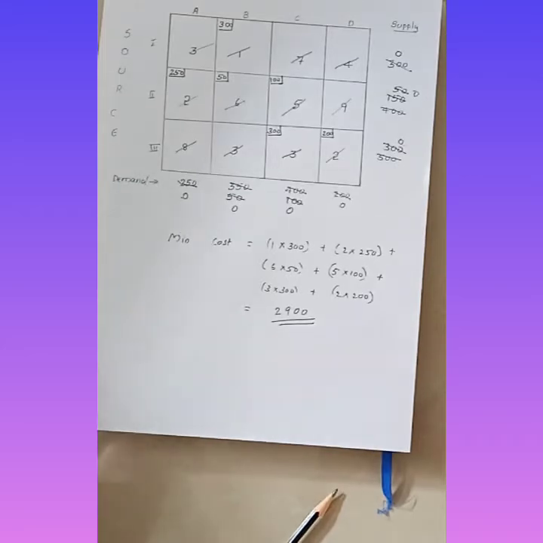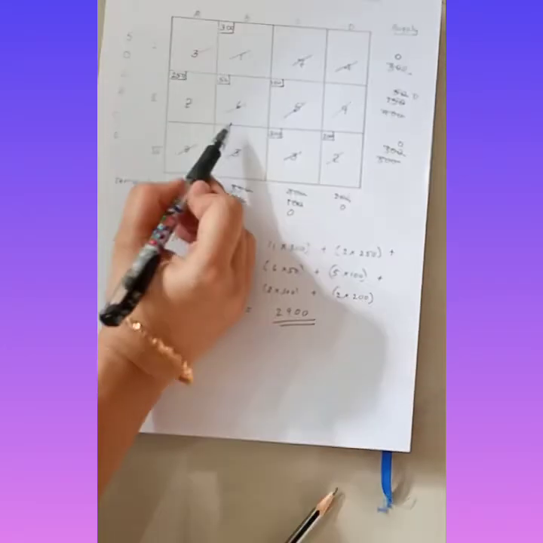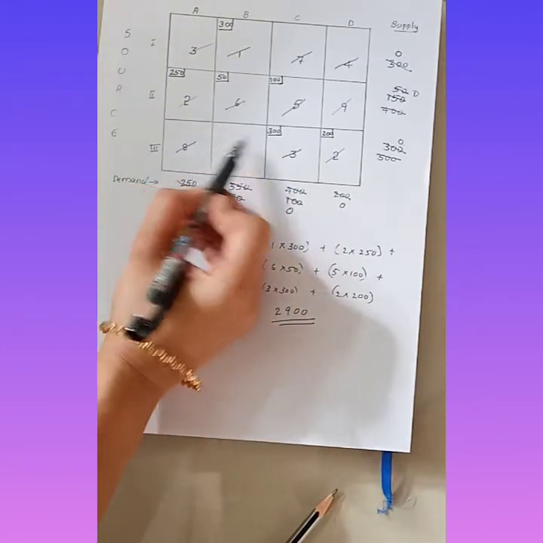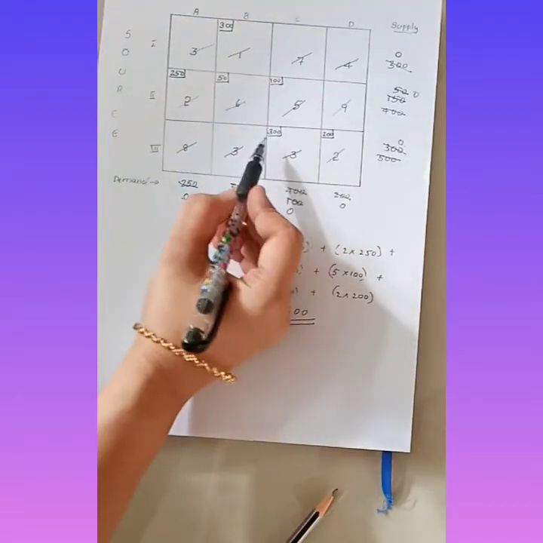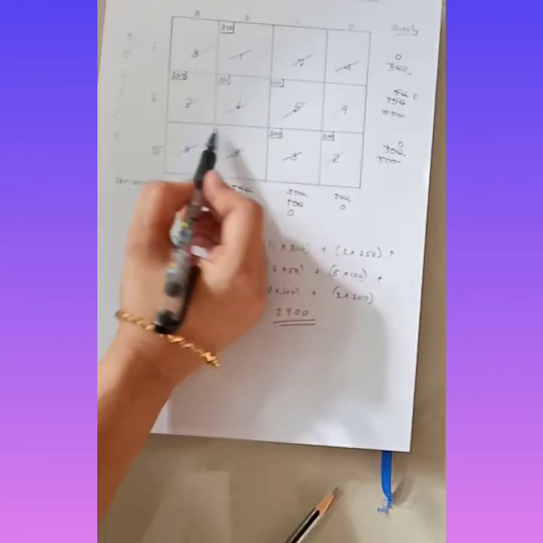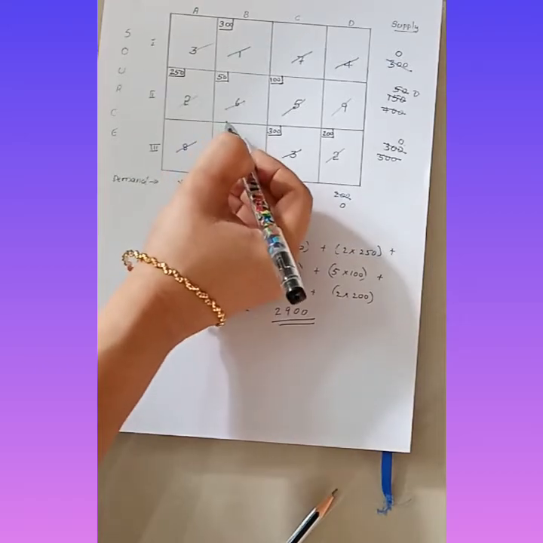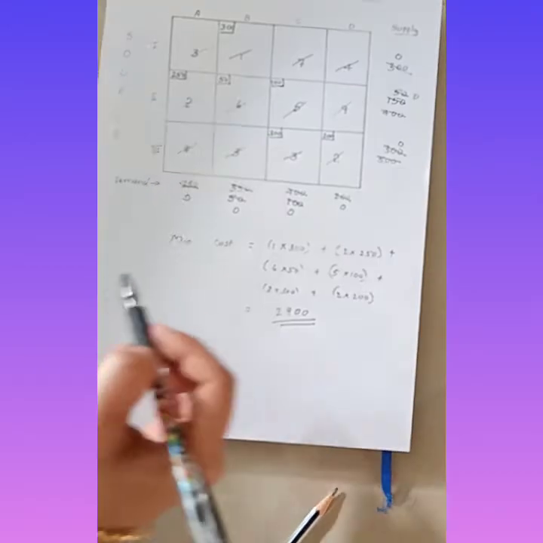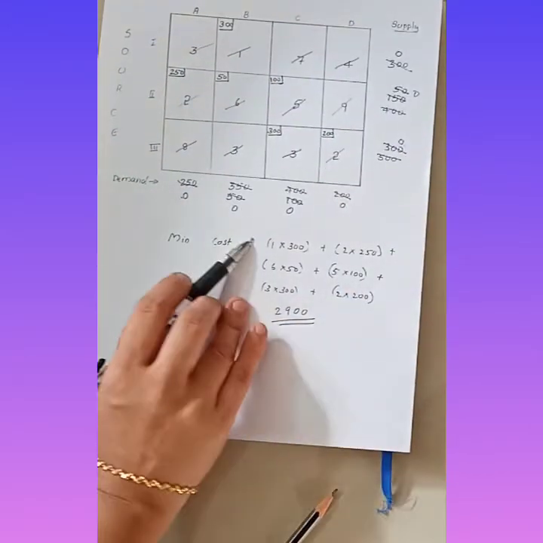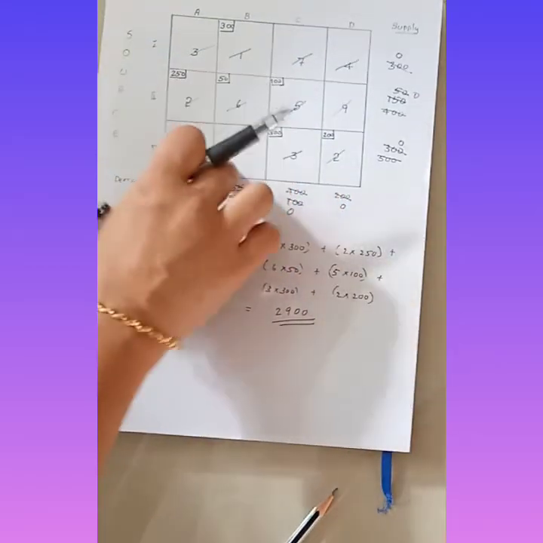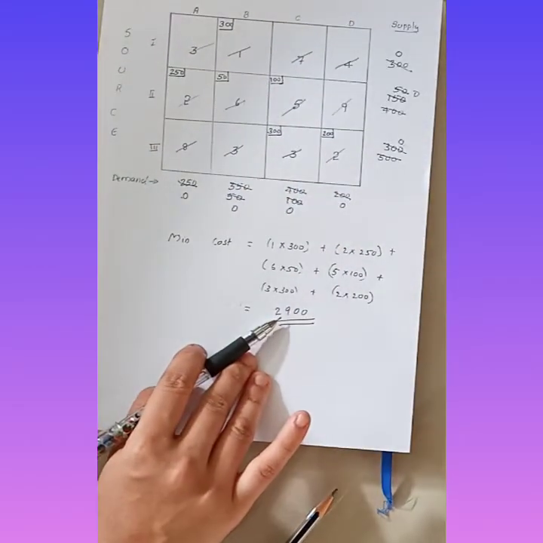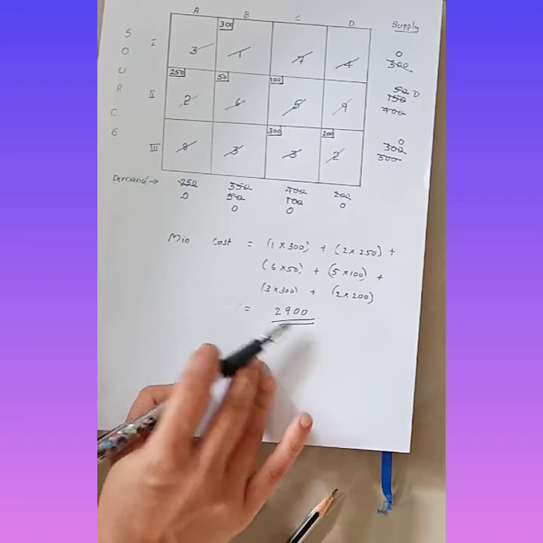Is that clear? Now instead of this 3, if you select this other 3, then the whole value will change. If I select this particular 3, I'll have to allocate 50 here, cut off this particular column and proceed accordingly. Definitely once you start with this other 3, your value will change. I think that is changing to 2850.